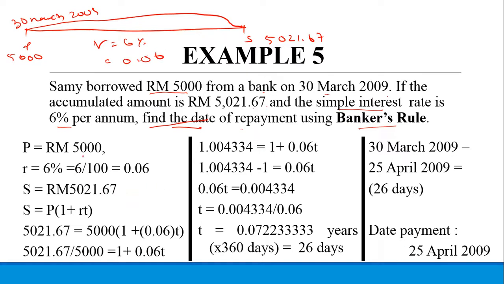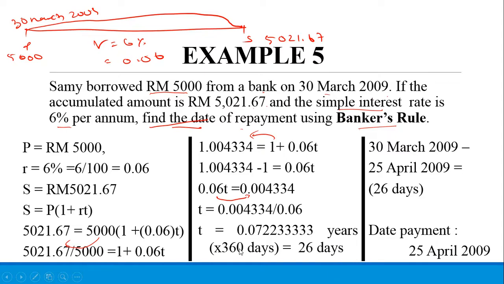Similarly, like before, S equals P times 1 plus RT. I move 5,000 to the left side, divide by 5,000. You get 1 plus 0.06T. The division becomes 1.004334. I keep all of the decimal places because I don't want to make a miscalculation. We want to calculate time. I move 1 to the left side, so minus. 0.06T equals 0.004334, 1.004334 minus 1. I move 6, so divide.